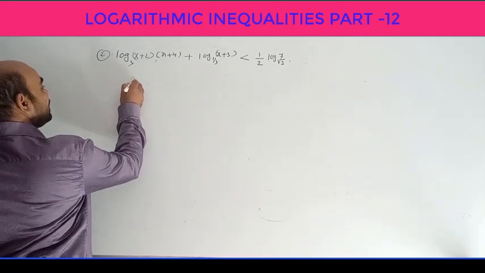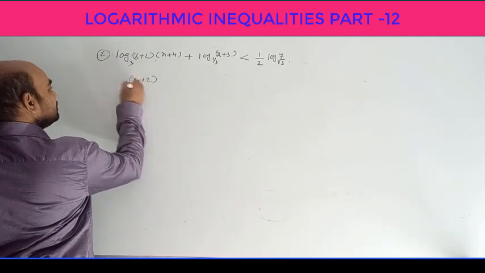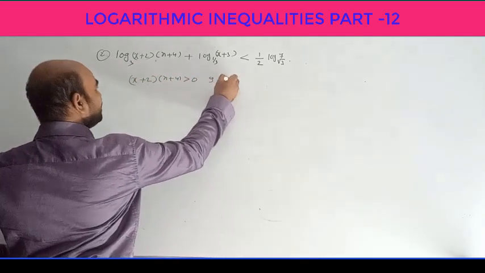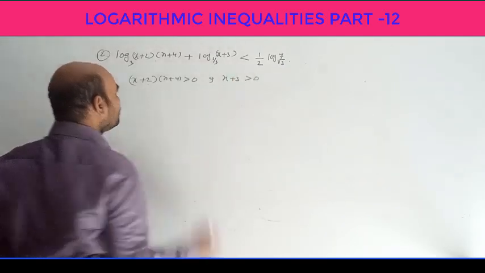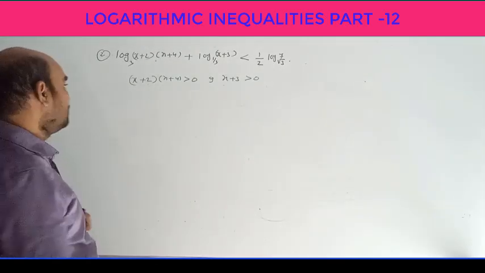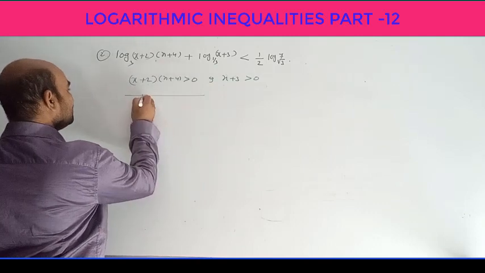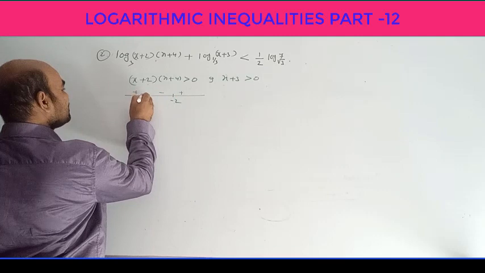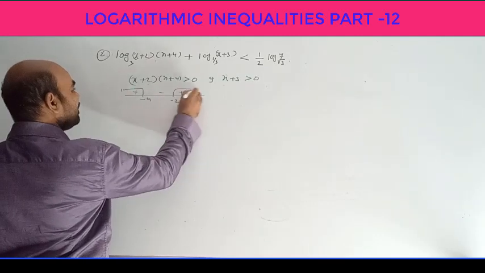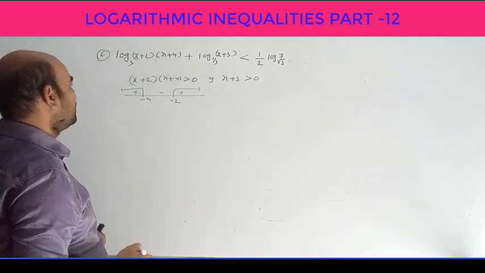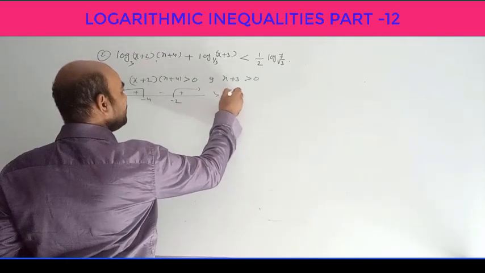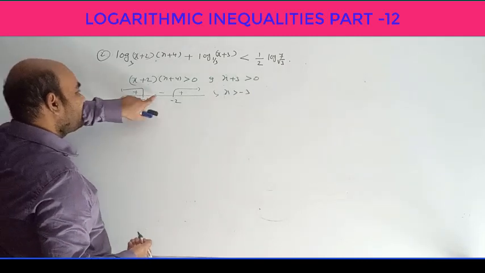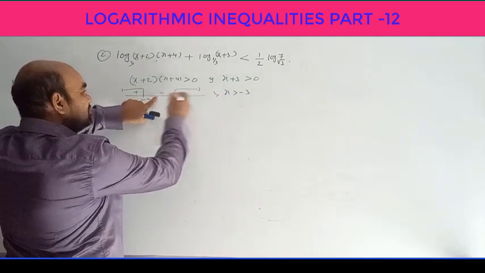So x plus 2 into x plus 4 should be greater than 0, and x plus 3 greater than 0. Two conditions. Directly, this is saying: minus 4 and minus 2; plus, minus, plus. Your x should be less than minus 4 or greater than minus 2. And the other says that your x should be greater than minus 3. We should find the intersection. Minus 3 means somewhere here. So greater than minus 3.